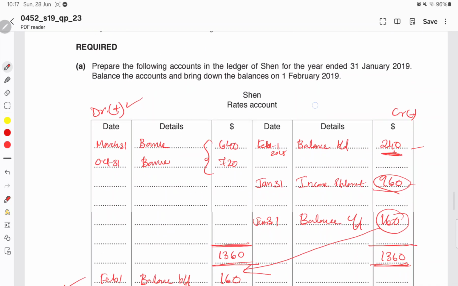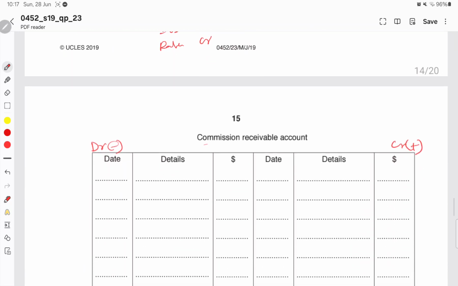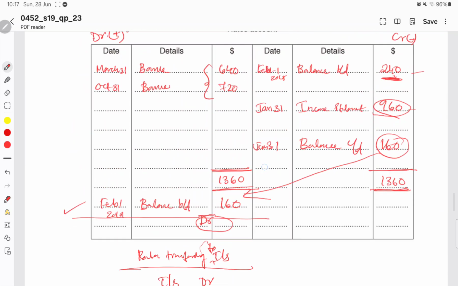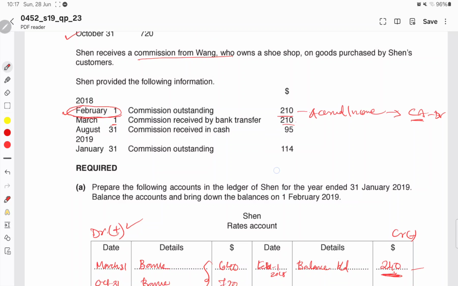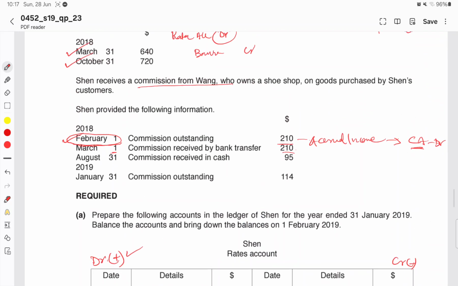Since accrued income is a current asset, and an asset will show a debit balance, it will be in the debit side. We will write here balance brought down, because it's the opening balance, February 1st. That is 210, isn't it? So we have an outstanding commission receivable. Then during the year, March 1st, you paid $210. What is the double entry for that?